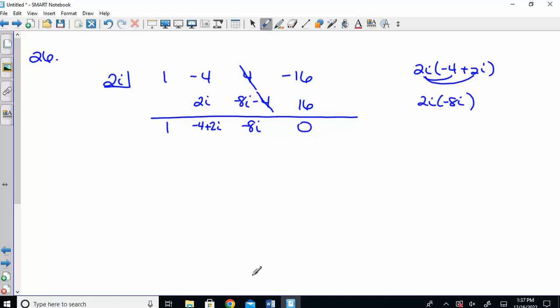Now, this seems pretty ugly because we still have i's, but what do you remember about the imaginary zeros? Can you use the negative? Yeah, the conjugate also works. So if 2i works, so does negative 2i. And we'll take the answer we just got out.